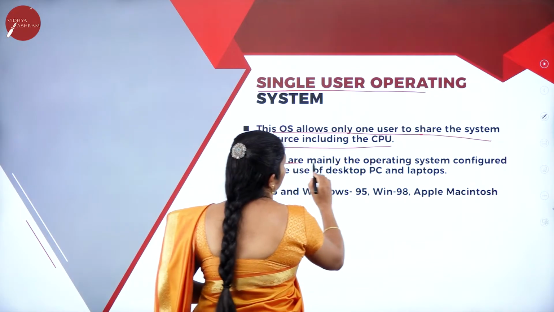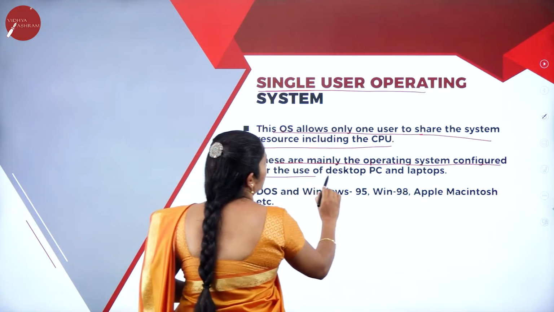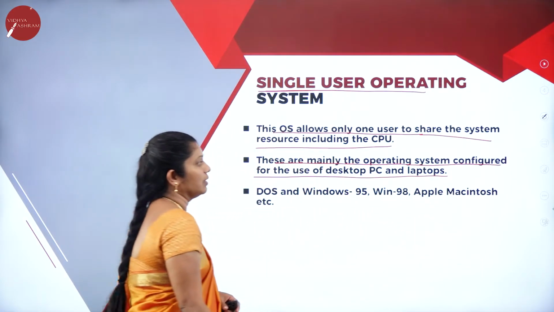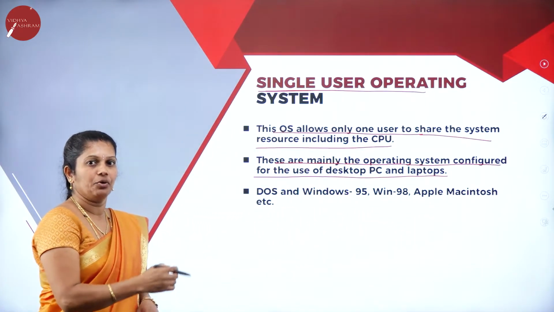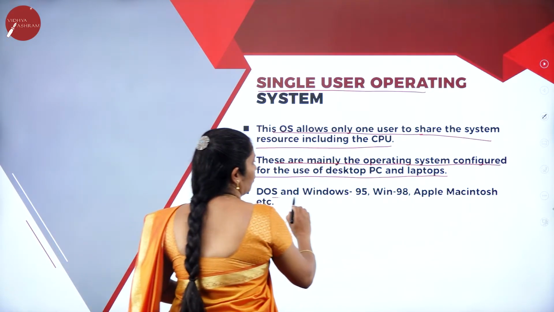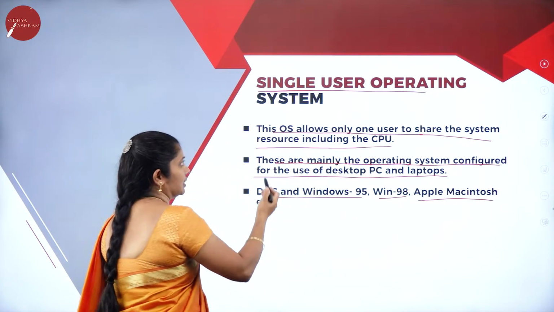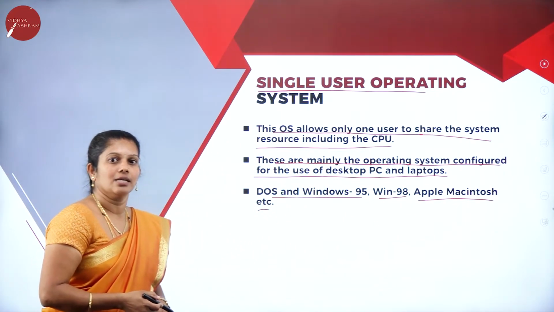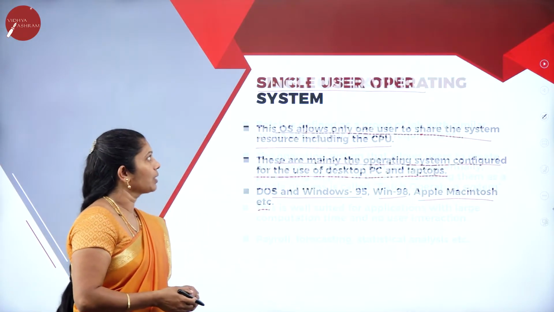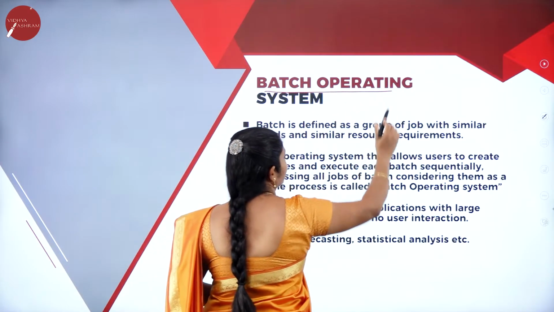These operating systems are mainly configured for the use of desktop PCs and laptops. These are a few examples of single user operating systems: DOS, Windows 95, Windows 98, Apple, etc. Next, we'll move on to batch operating system.